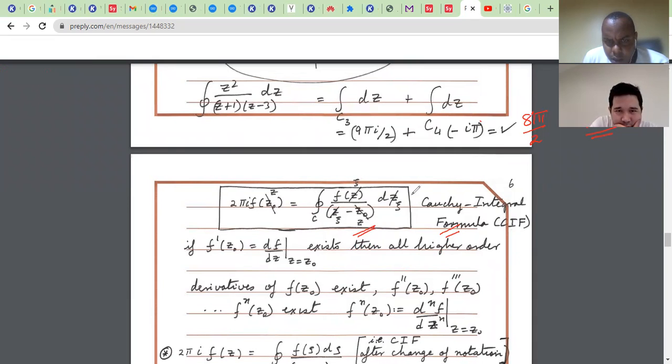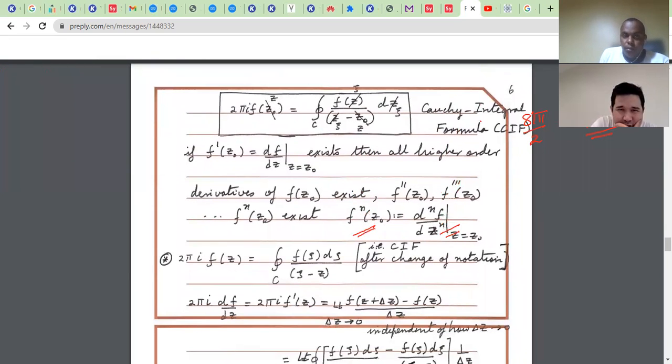Two pi I f of z. Okay, he's changing the abbreviation. If f prime of z naught equals df over dz exists, then all higher order derivatives at z naught exist. Why are we talking about derivatives? Actually, remember we talked about derivatives the other time. We said that if a function is analytic, then all the other derivatives are going to exist.